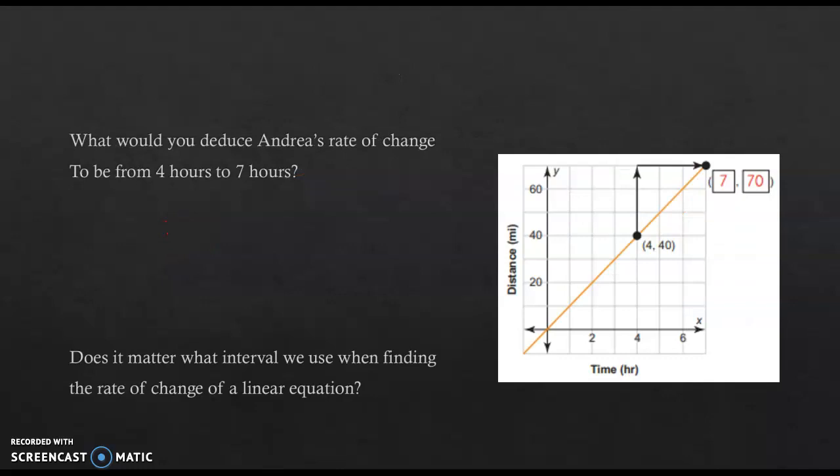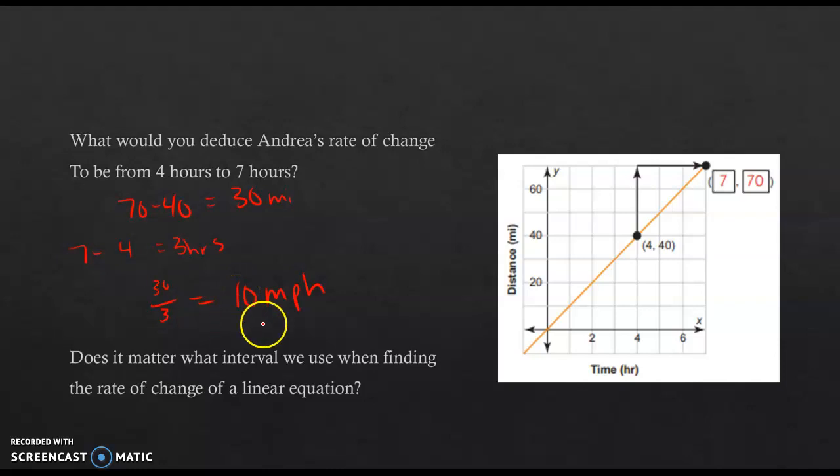All right, so what would you deduce Andrea's rate of change to be from 4 hours to 7 hours? What I notice is we're going from 40 to 70, right? So 70 minus 40 is 30. So we've traveled 30 miles in the span from 4 hours to 7. So 7 minus 4 is 3 hours. So she's traveled 30 miles in 3 hours, which is 10 miles per hour. I just did 30 divided by 3 to get that 10 miles per hour.